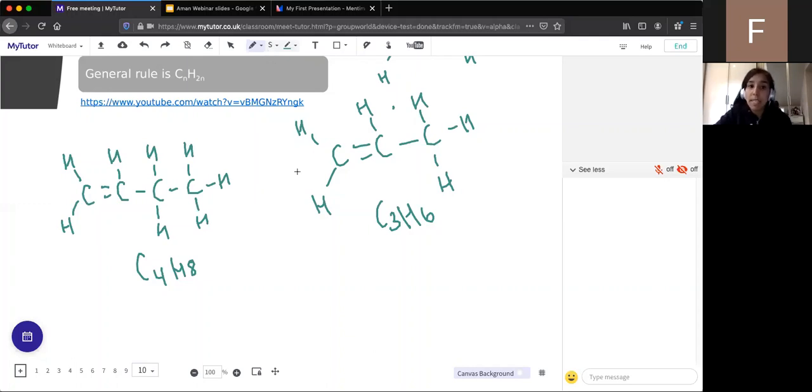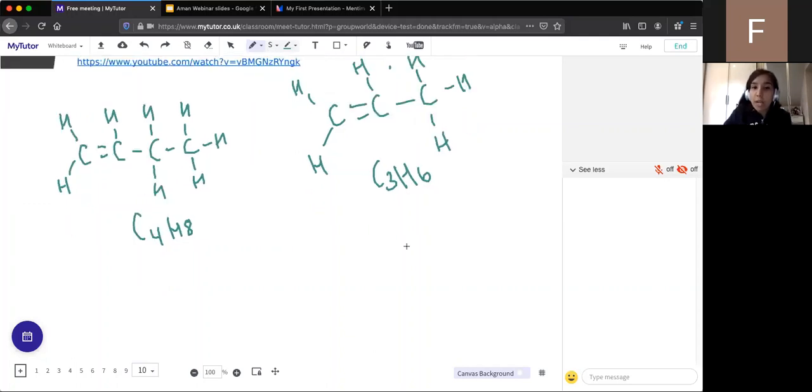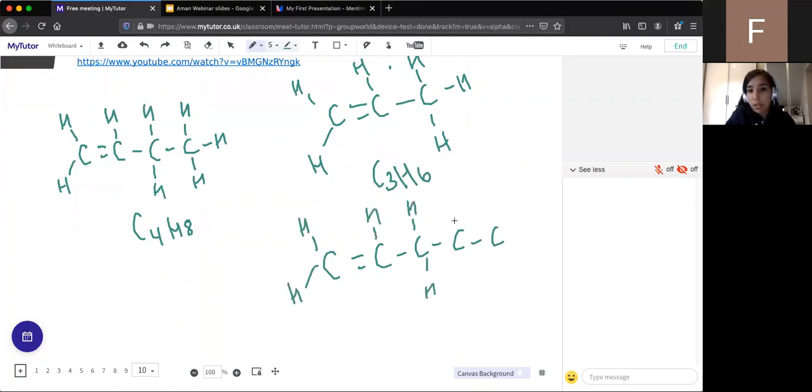Good, it's pentene. So pentene has 5 carbon atoms, so it will be C, double bond C, and then 3 single bonds. And then again, just make sure everything has 4 bonds. Like so, and then it will form C5H10. So it's just double, whereas an alkane pentane will be C5H12 because it's double plus 2 for the hydrogen atoms.